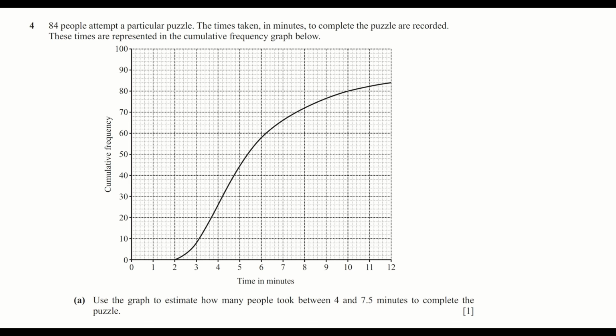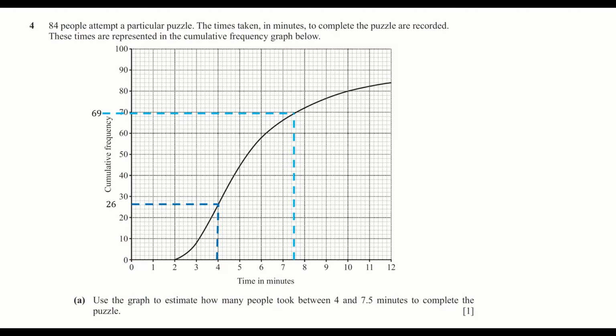We can use 4 and 7.5 minutes to find the number of people. So let's start with 4 minutes. We can draw a vertical line up from 4 to our graph and then horizontal to the y-axis. We can see that this touches the y-axis at 26. Now let's look at a time of 7.5 minutes. Draw a line up to the graph, then horizontal to the y-axis, and this touches the axis at 69.